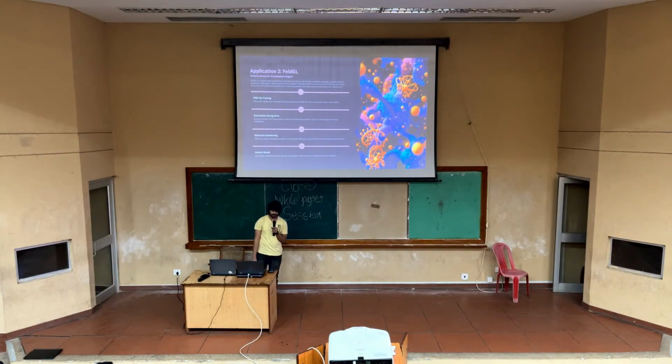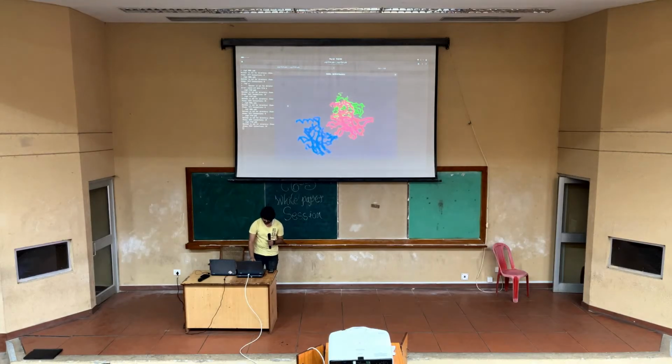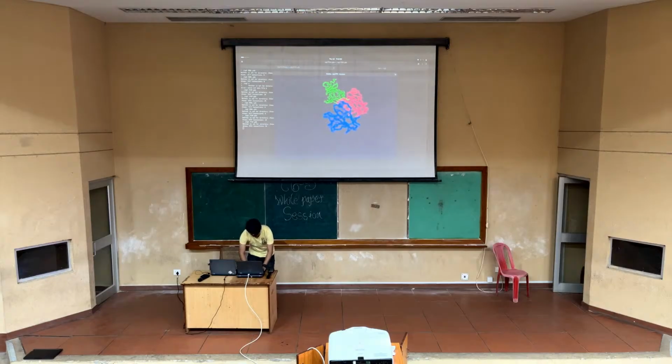Second is a protein structure viewer engine. We can utilize this, we can move around and look around the protein. Model and the backbone can also be viewed.